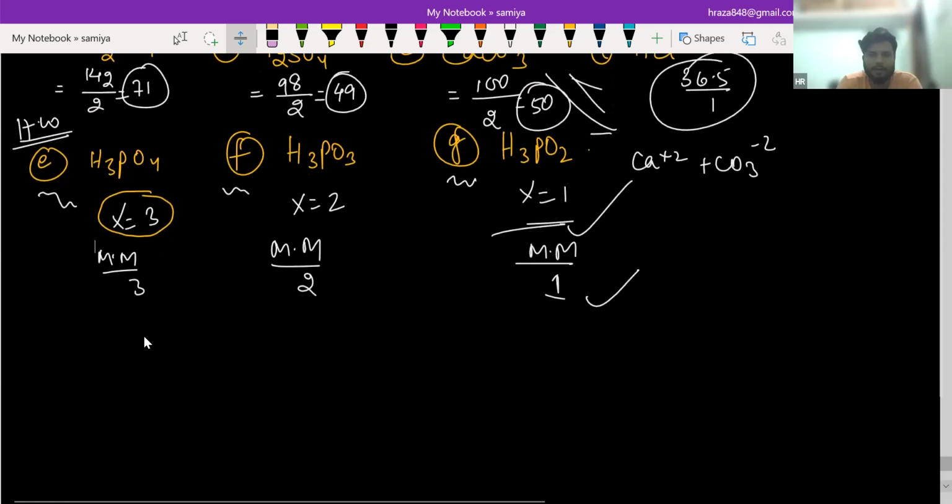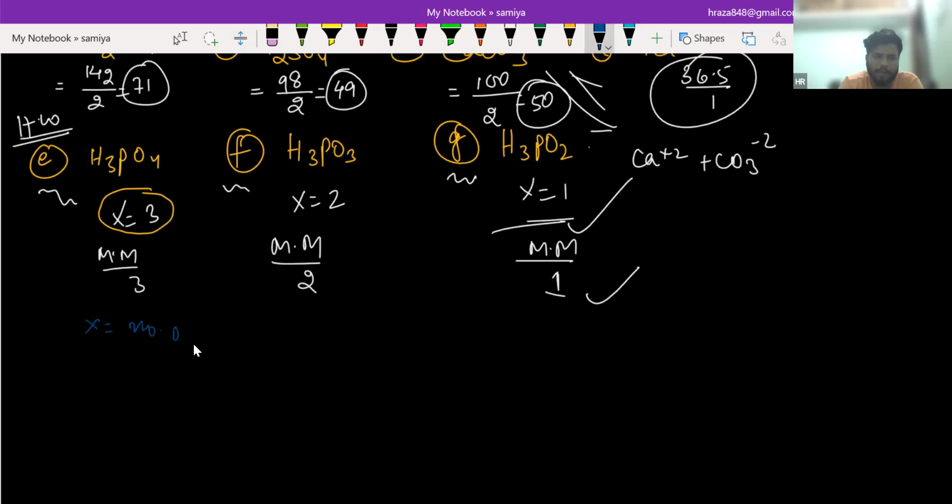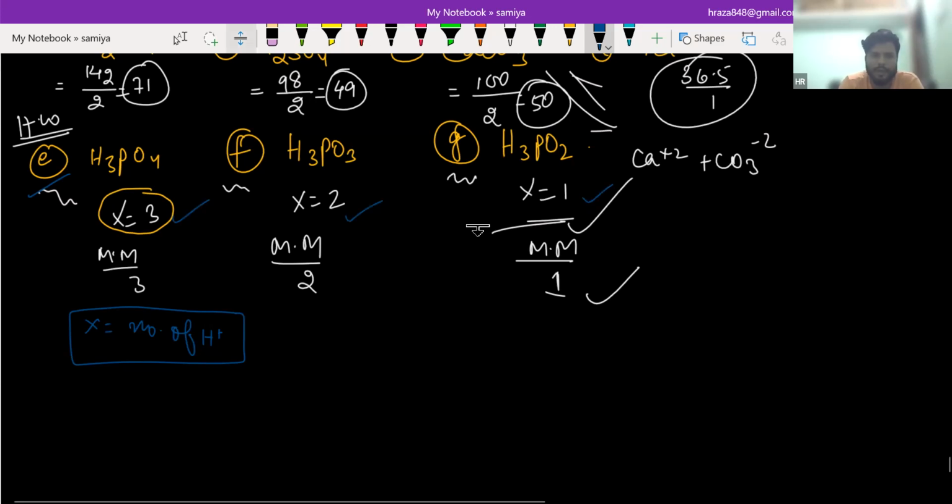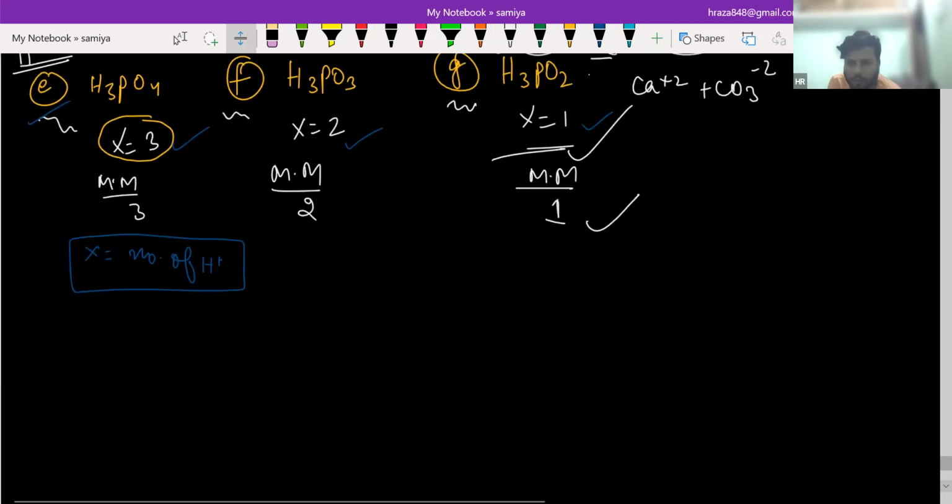See, I told you that basically these all are acids, and since X is equal to the number of ions, if X is equal to 3, that means it is giving 3H plus, this is giving 2H plus, and this is giving 1H plus. Now, how does this value come? How does H3PO4 give 3H plus, H3PO3 only 2H plus, and H3PO2 only 1H plus?